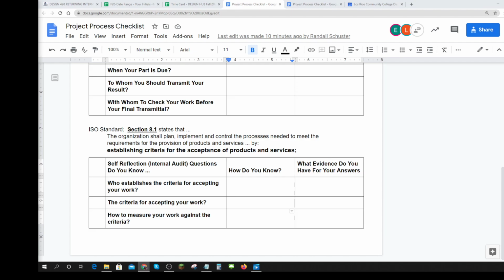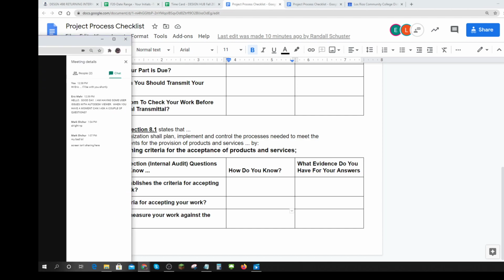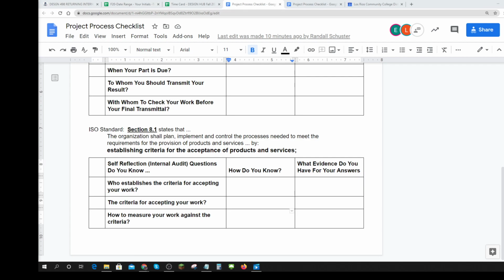Okay, I'm going to go ahead and make sure that I'm sharing over here too. Did that mess up the share at all? I think it's still okay.